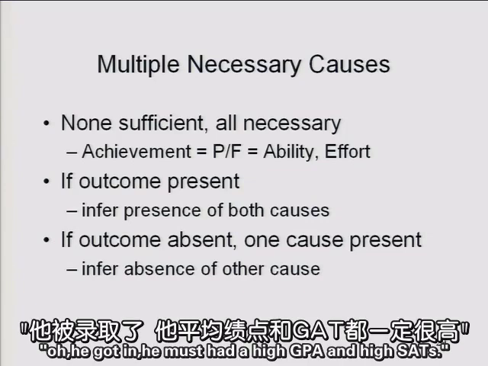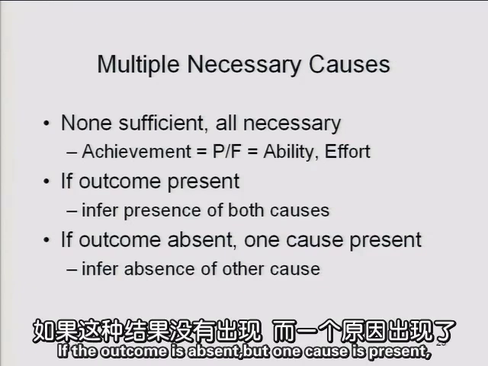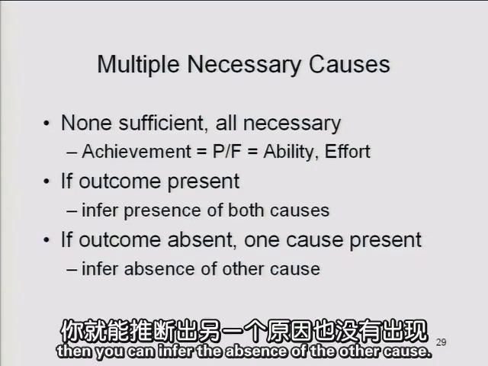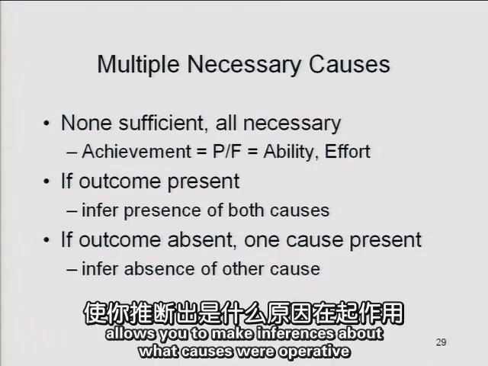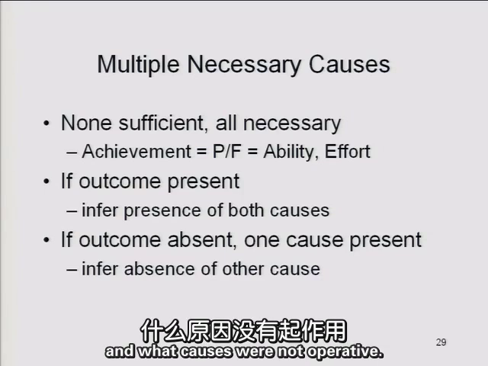Oh, he got in, he must have had a high GPA and high SATs. If the outcome is absent, but one cause is present, then you can infer the absence of the other cause. You can see here how your view, your theory of what causes what, allows you to make inferences about what causes were operative and what causes were not operative.